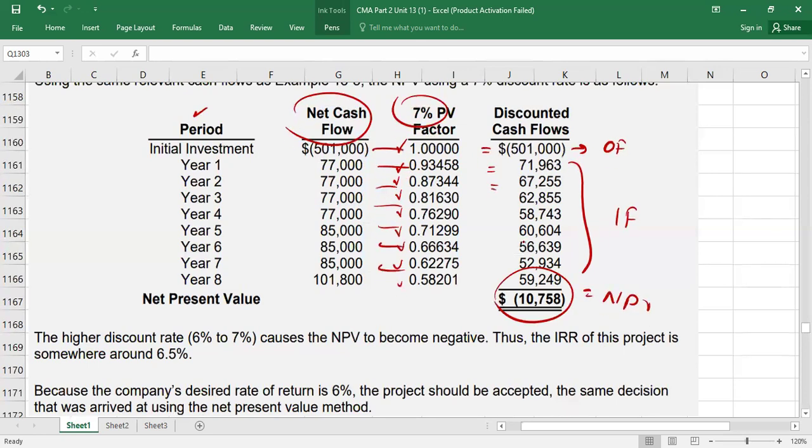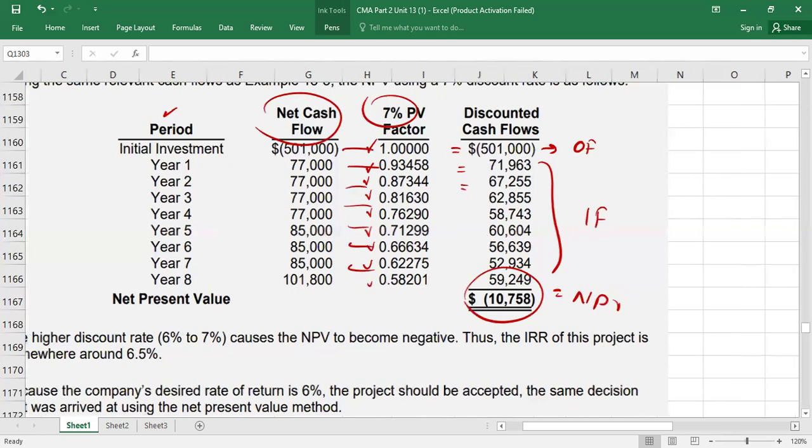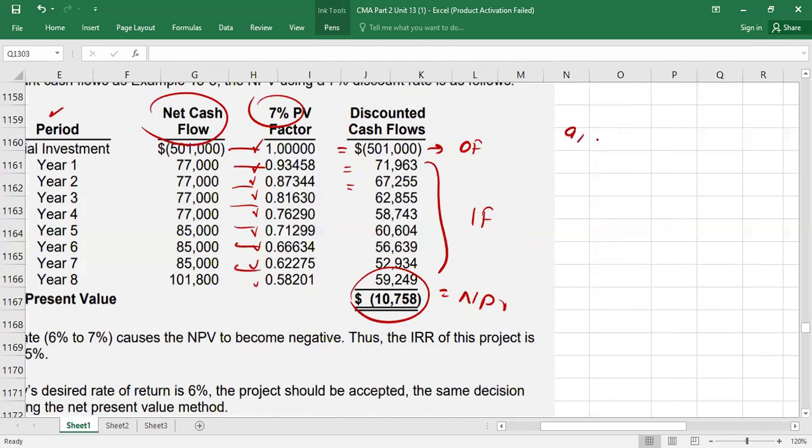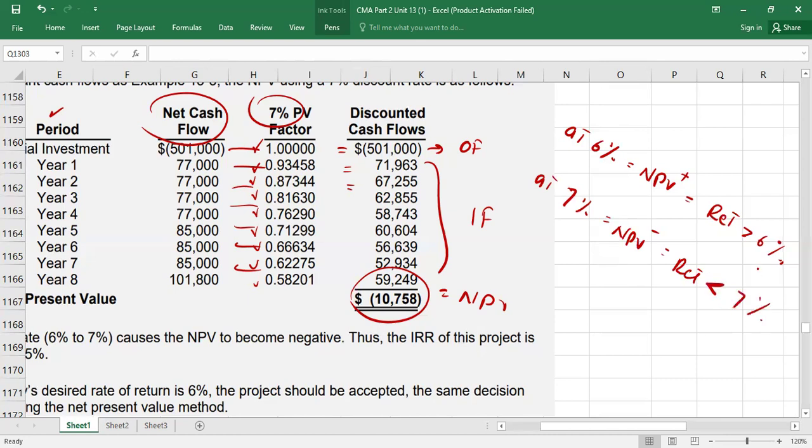It means what happened now? Please remember and try to understand. At 6%, NPV was positive. Positive NPV means our return is greater than 6%, which is the cost of capital. But at 7%, our NPV is negative. It means our return is less than 7%, which is the cost of capital. It means our return is between 6 and 7. Right or wrong?